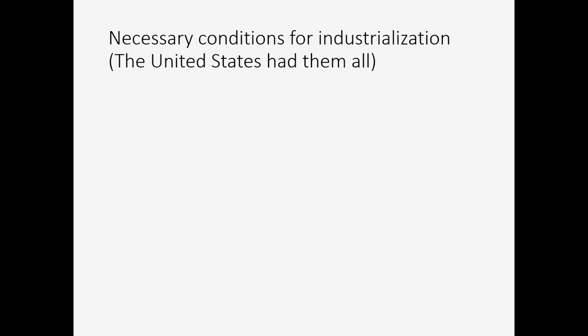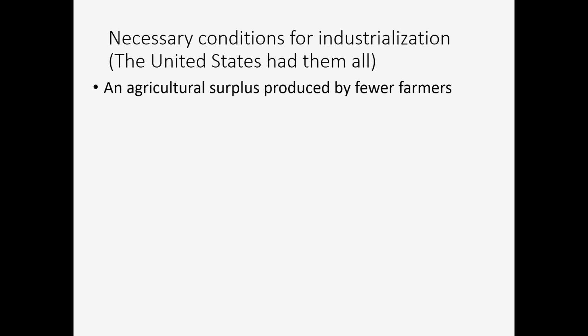Now, for an industrial revolution to happen, there are a number of things that are necessary, and the United States had all of them. One was an agricultural surplus produced by fewer farmers. Earlier in history, it may have taken 80 or 90%, let's say in the early Middle Ages in Europe, to feed the society, to produce the food that society needed to survive. Well, if you can do that with fewer people, then you free up those people to do other things. And that was going on in the United States.